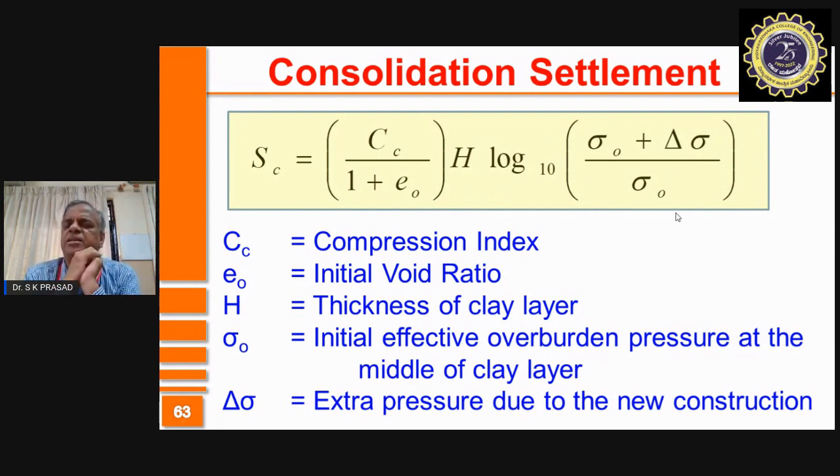Sigma naught dash is the effective overburden pressure. For convenience, we find out at the middle of the clay layer. And delta sigma is the extra pressure which is applied due to the new construction.